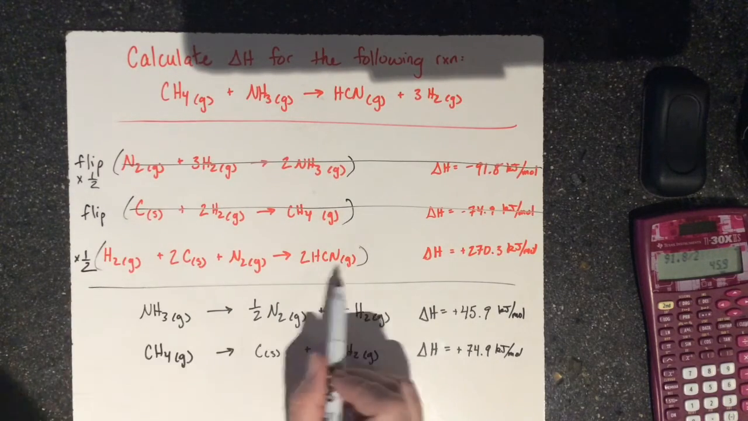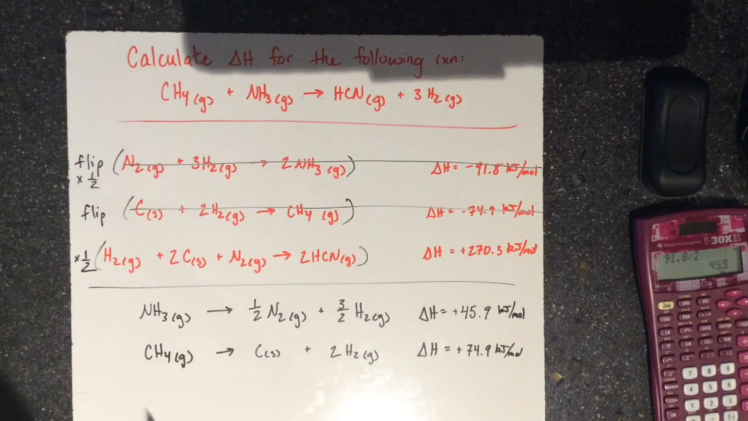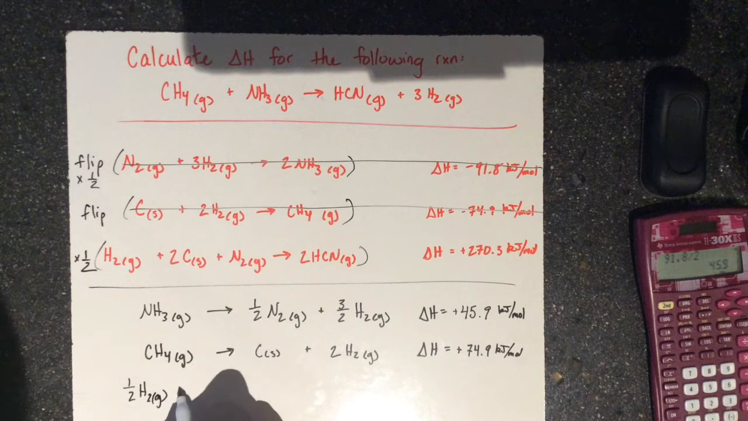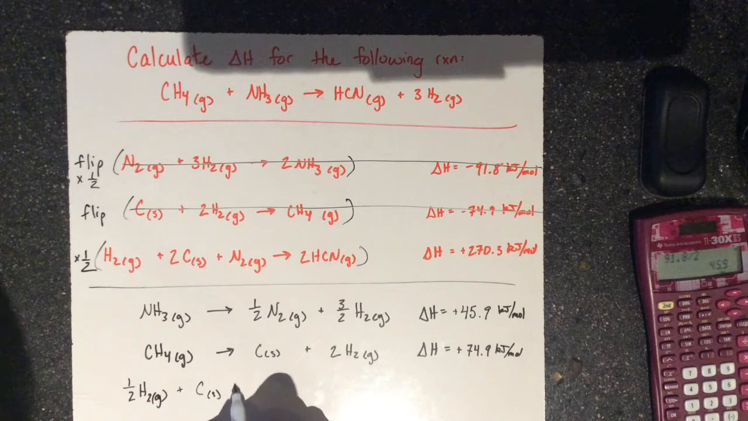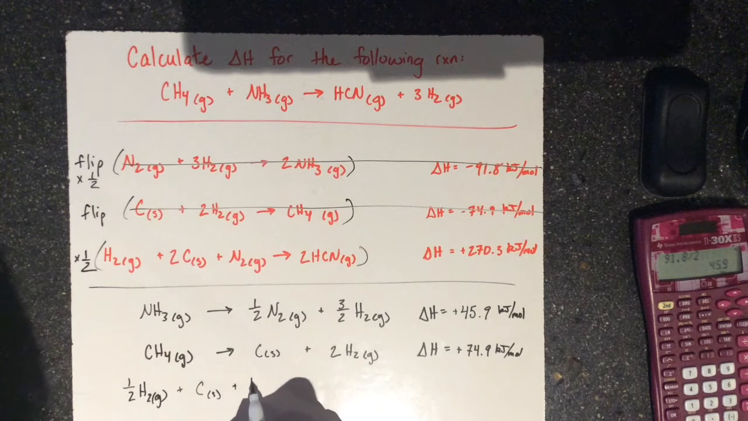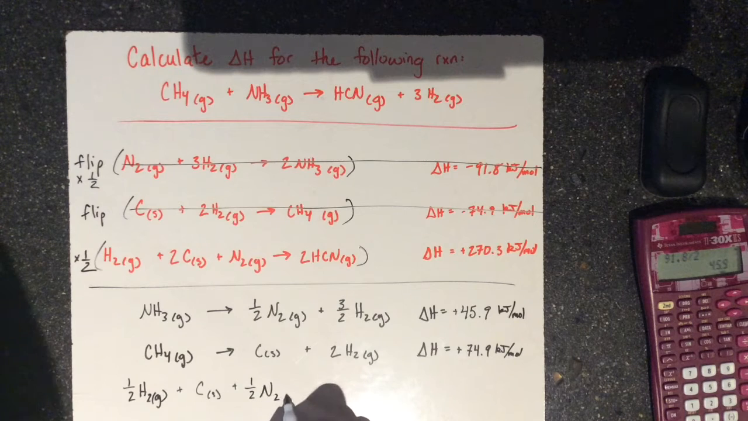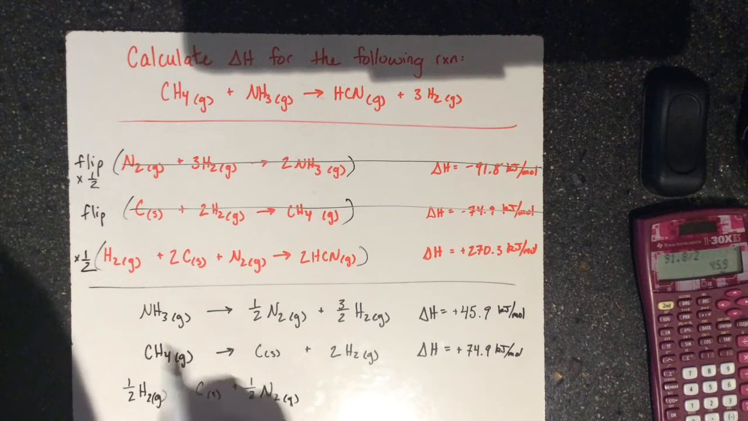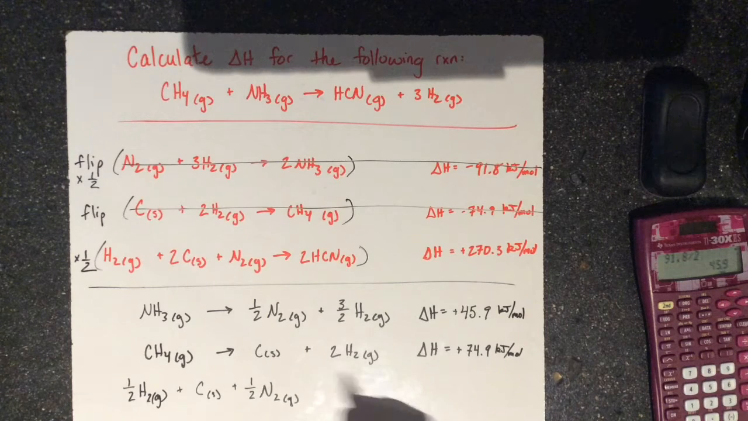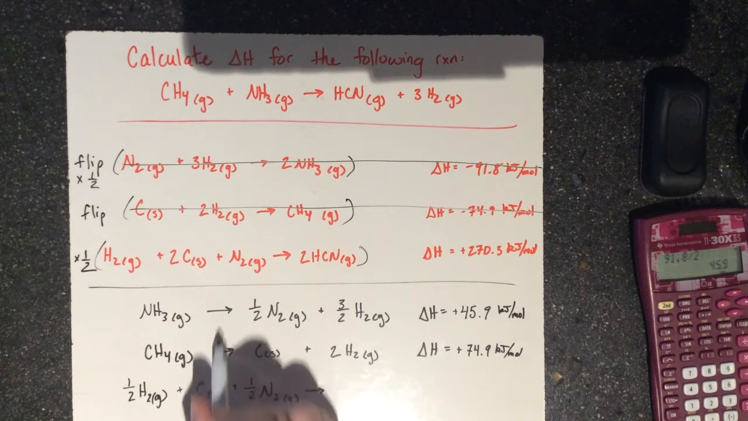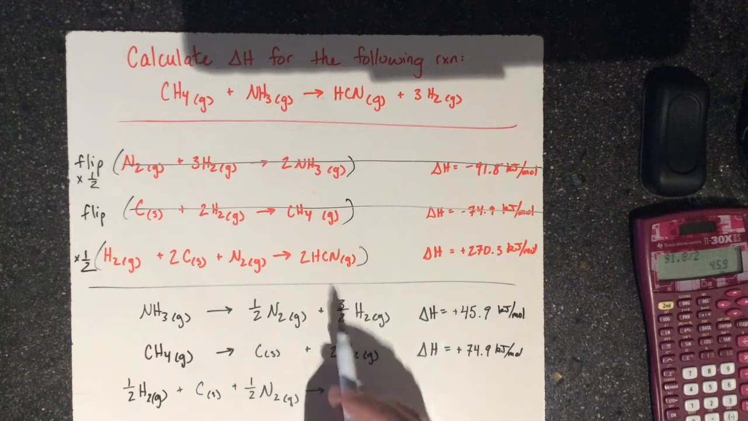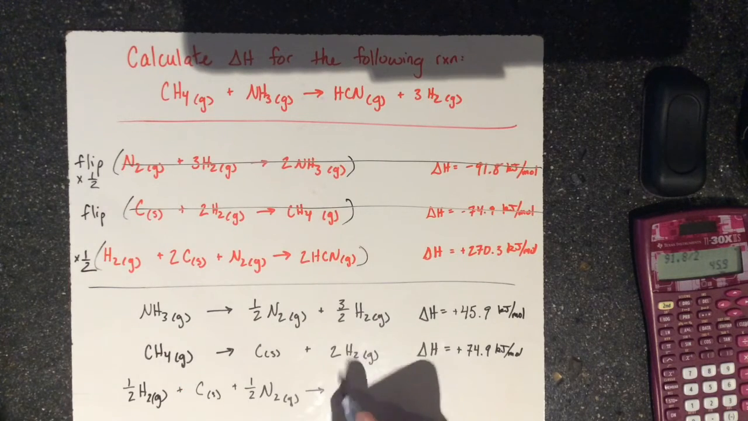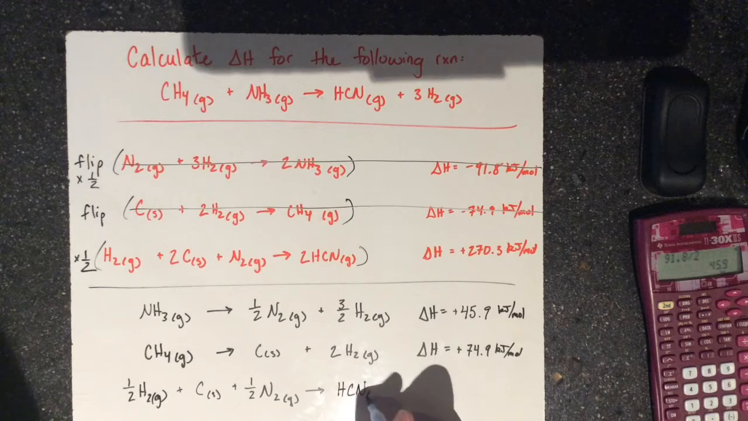Okay, so I'm going to rewrite this reaction down here, multiplying by 1/2. So I'm going to have 1/2 H2, I'm going to have just one carbon, and I'm going to have 1/2 N2. And I like to try and keep these lined up, but because of the way this all works out, I'm not going to be able to right now. So I'm just going to have to keep in mind that my other arrow's over here. Multiplying by 1/2 here, that's going to leave me with 1 HCN.